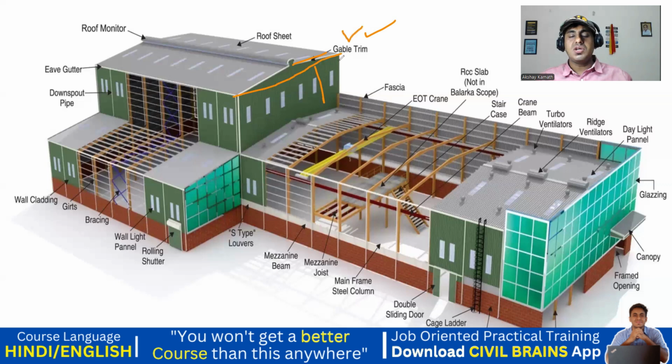The same thing, if you're providing it, in the next slide I'll be showing you one more trim that is called a corner trim. When you provide the same trim at this level, like this, we call it a corner trim. Wherever the 90-degree intersection comes, that is called a corner trim.